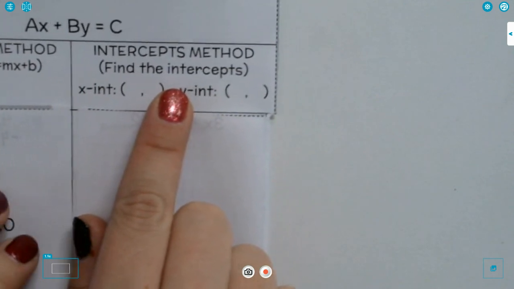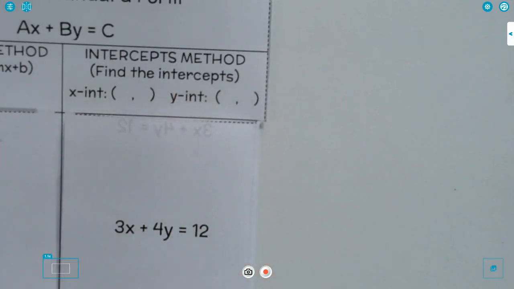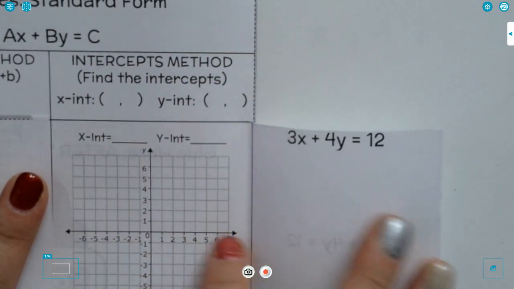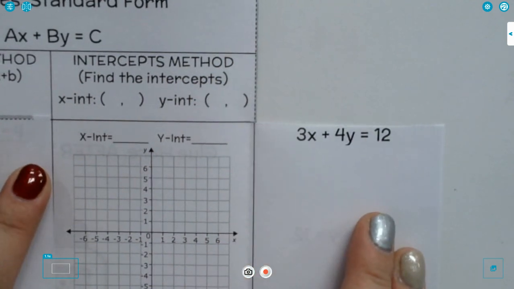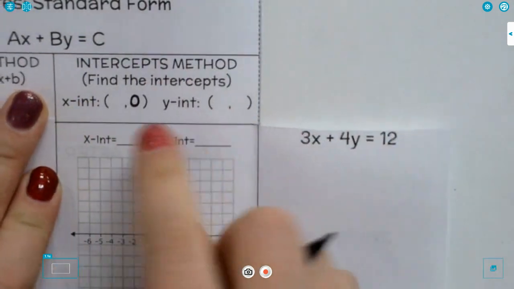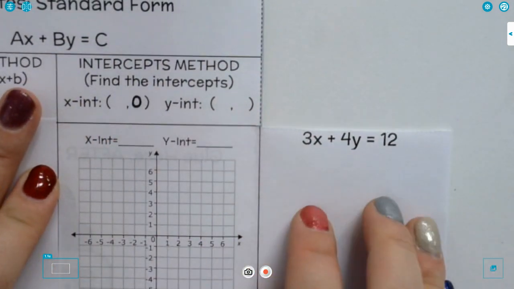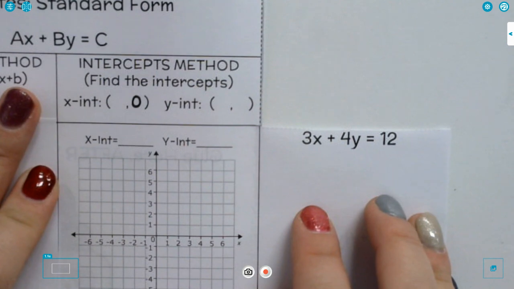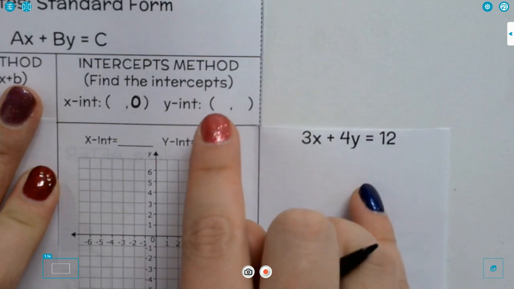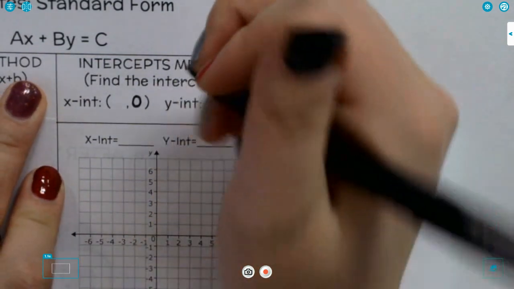So our second method is called the intercepts method. So for our intercepts method, we are going to be finding our x-intercept and our y-intercept. Our x-intercept is on the x-axis of our graph, the straight side-to-side graph or axis. It happens when the y value of our ordered pair is 0. So I'm going to put a 0 in that second spot there. Our y-intercept is on our y-axis, and it happens when the x value here is 0.